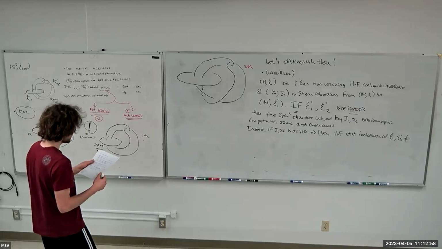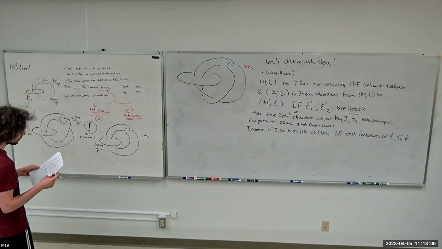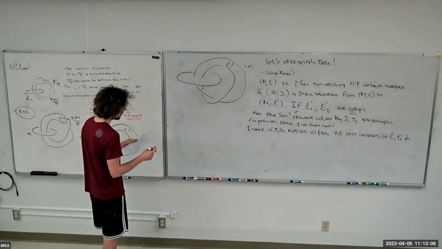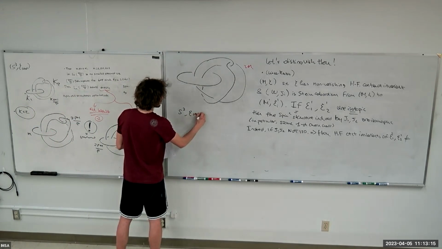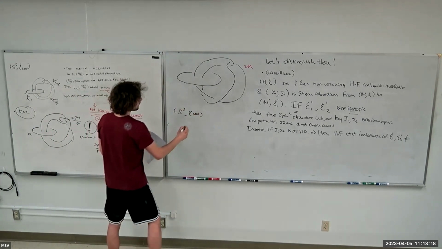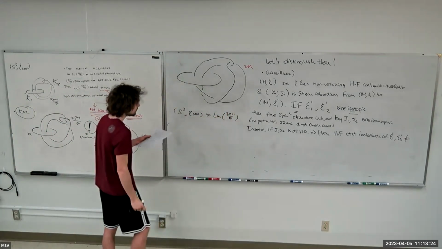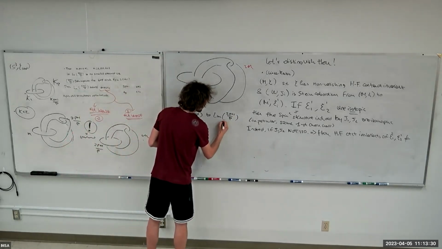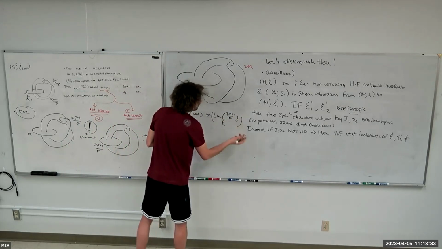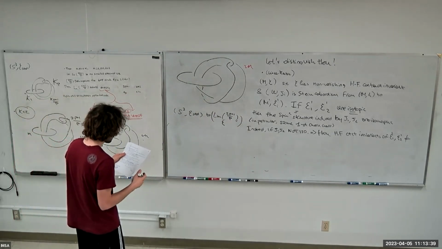So why is this useful? Well, the surgery description that I introduced during the first portion of the talk gives rise to Stein cobordisms from S3 standard to L(n, 2p+1), with some tight contact structure psi, depending on the stabilization choices I made and how I constructed it, but I have some complex structure.